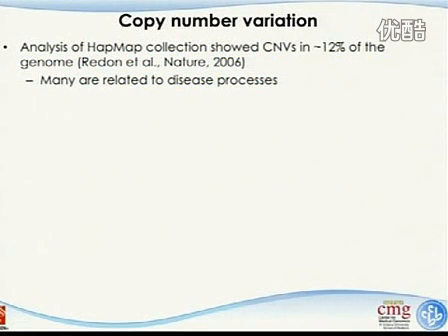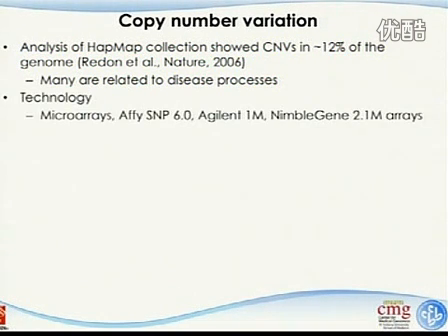But a shocking finding published in Nature 2006 was an analysis of HapMap collections. HapMap is a collection of individuals who don't have strong phenotypes. They don't have disease; they are healthy individuals. And they found that 12% of the genome contains copy number variation. Those are the normal ones. Many are related to disease processes, but a lot of them are not. And the technology to study copy number variation had matured even before sequencing.